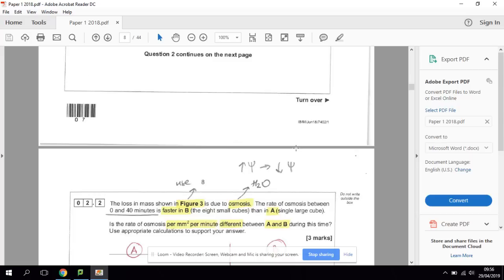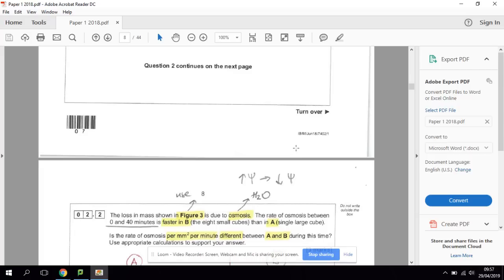So the rate of osmosis between 0 and 40 minutes, it's faster in B, and B were those 8 small cubes, than in A, the single large cube. So, is the rate of osmosis per millimeter squared per minute different between A and B during this time? And use the calculations to support. So we did mention that it will be different because of course the size of the cubes.